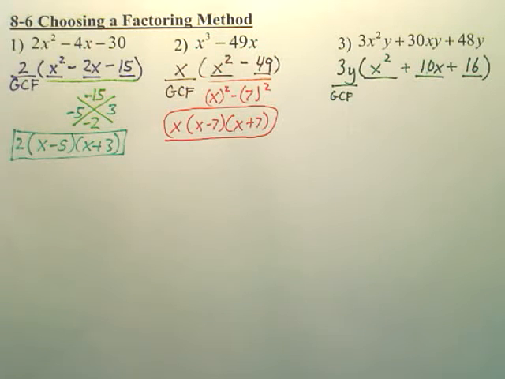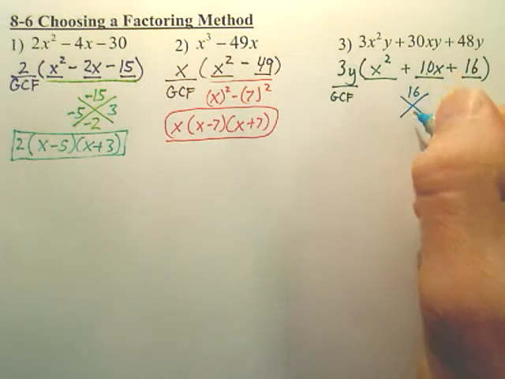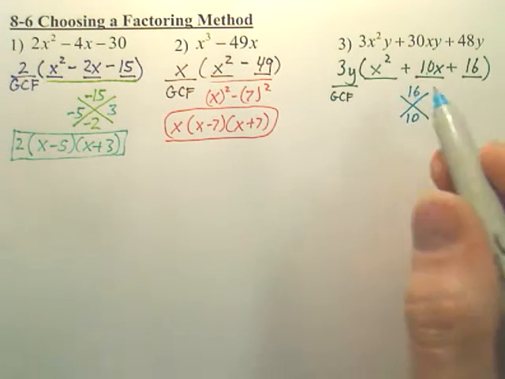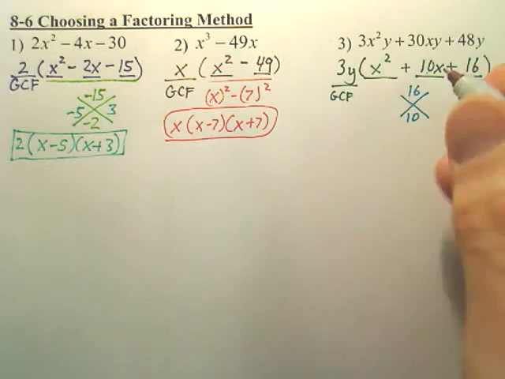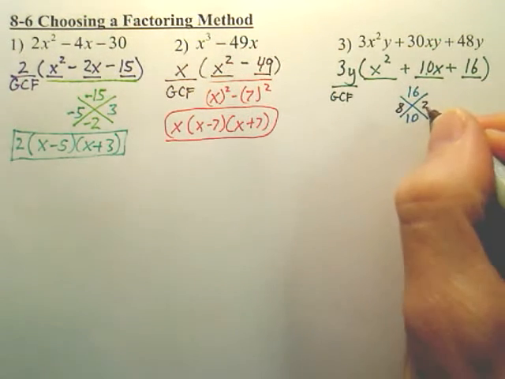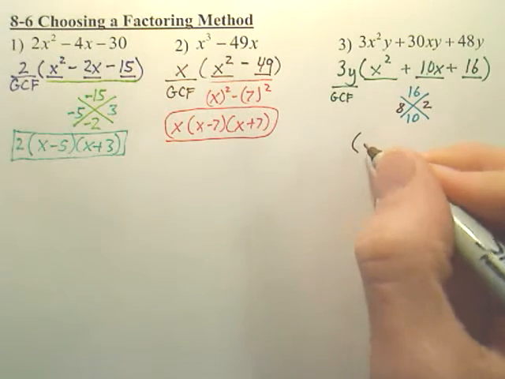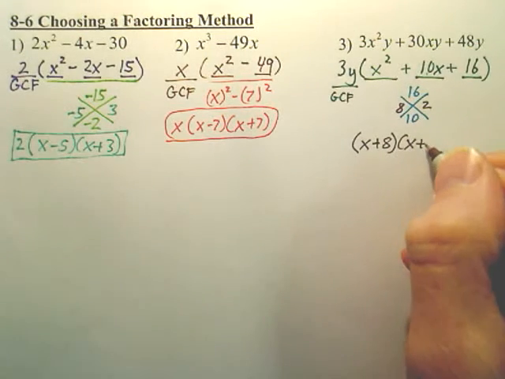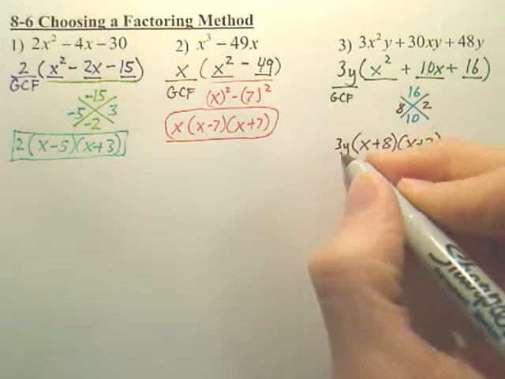Okay. Again, let's see if this factors. Let's check this out. 16 and 10. So 16 actually has a factoring. Man, these all factored. 16, watch, 8 and 2. 8 times 2 is 16. 8 plus 2 is 10. So this would be x plus 8, x plus 2. Don't forget the 3y out front.